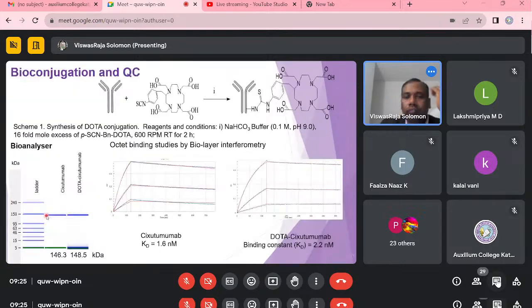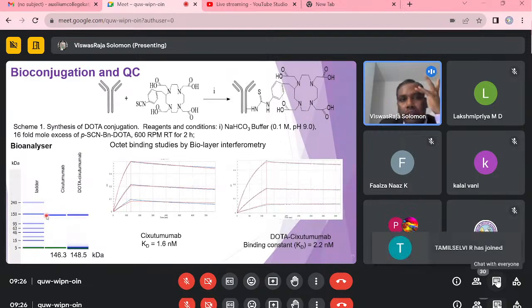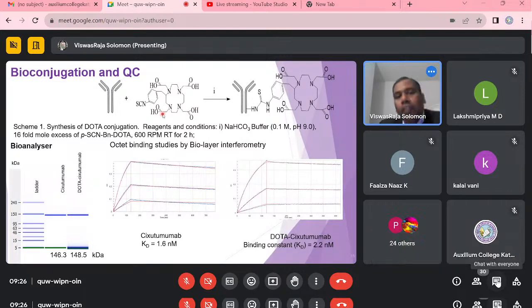The first step of the project begins with the bioconjugation. Bioconjugation means we introduce this bifunctional chelator to the protein. For this purpose, I took 1 mole of trastuzumab and 16-fold molar excess of p-SCN-Bn-DOTA. As I mentioned earlier, this antibody has free lysine amino functional groups. It forms a thiourea bond.